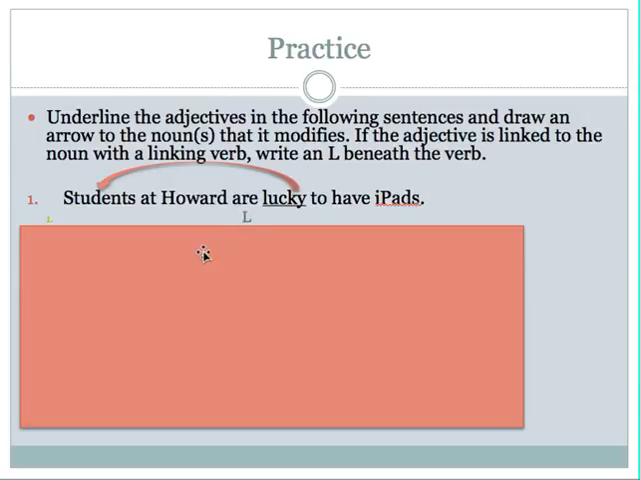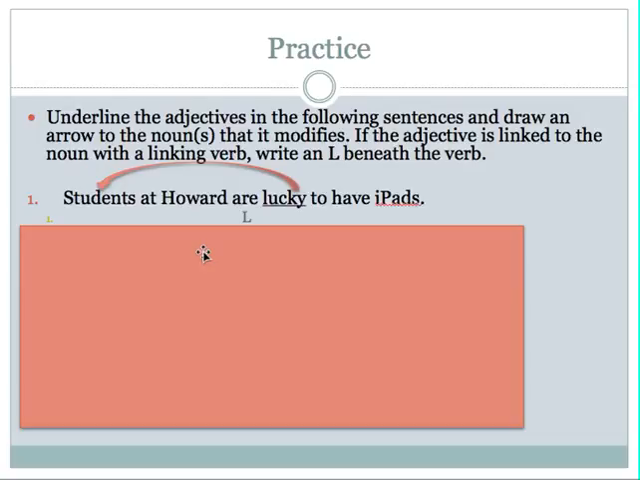So now on your own, you will do the same thing, underlining any adjectives you see, drawing an arrow from the adjective back to the noun that it describes, and writing an L beneath the linking verb if there is one, but remember the adjective can come directly in front of the noun. Pause the video and do the practice, then resume the video to check your work.